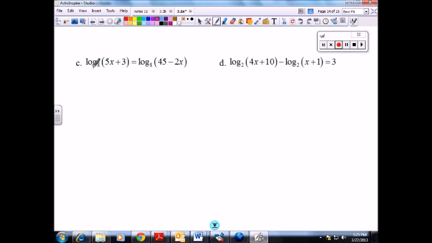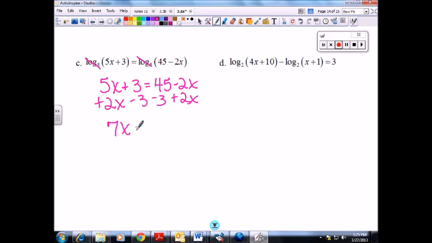This one, it's pretty simple. It's just log equals log, so I just kill it. So I got 5x plus 3 equals 45 minus 2x. You add 2x, add 2x, so that'd be 7x plus 3 equals 45. Subtract 3, so 7x equals 42. Divide by 7, x equals 6.